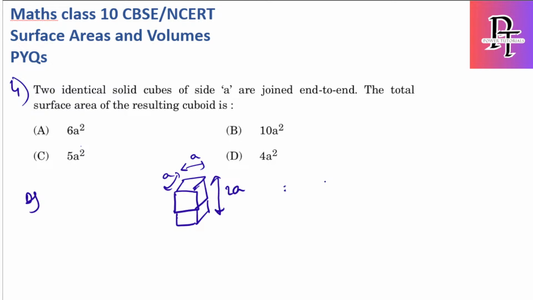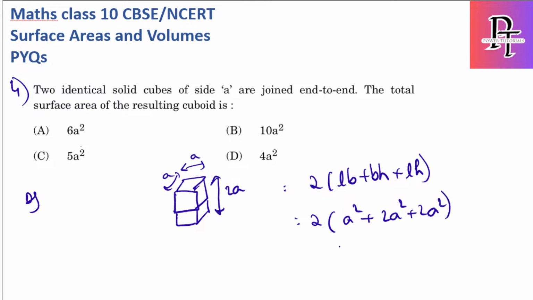Now the total surface area of the resultant cuboid. The formula is 2 into (LB plus BH plus LH). So this becomes 2 into: length and breadth remain the same, a only, so it is a square. Breadth is a, but height is 2a, so it is 2a square, and this also will be 2a square. So total 2 plus 2 plus 1 is 5, 5 into 2 is 10. So the answer should be 10a square.